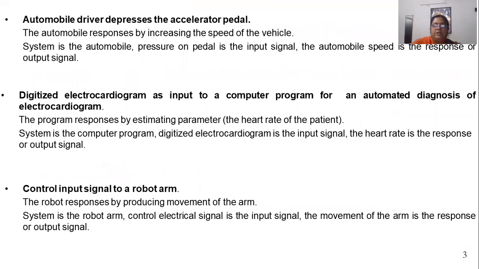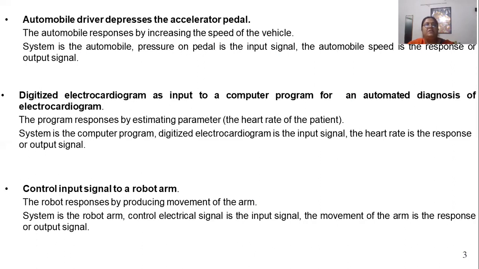Now, in general, we can discuss an automobile driver who depresses the accelerator pedal while driving a car or any vehicle. The automobile responds by increasing the speed of the vehicle, and it is also a system. So the system is the automobile, pressure on the pedal is the input signal, and the automobile speed is the response or the output signal. So we can say that the automobile on the whole is a system, and we press the accelerator, which is known as the input, and the speed of the car gives the response.